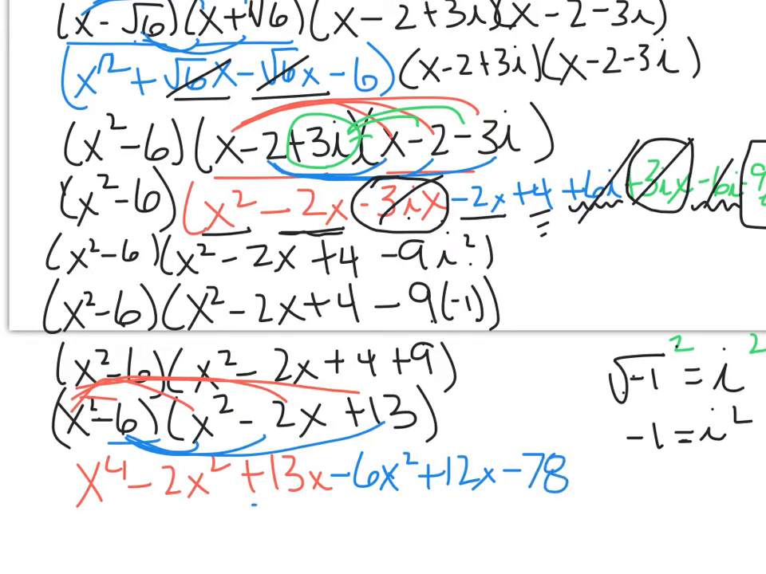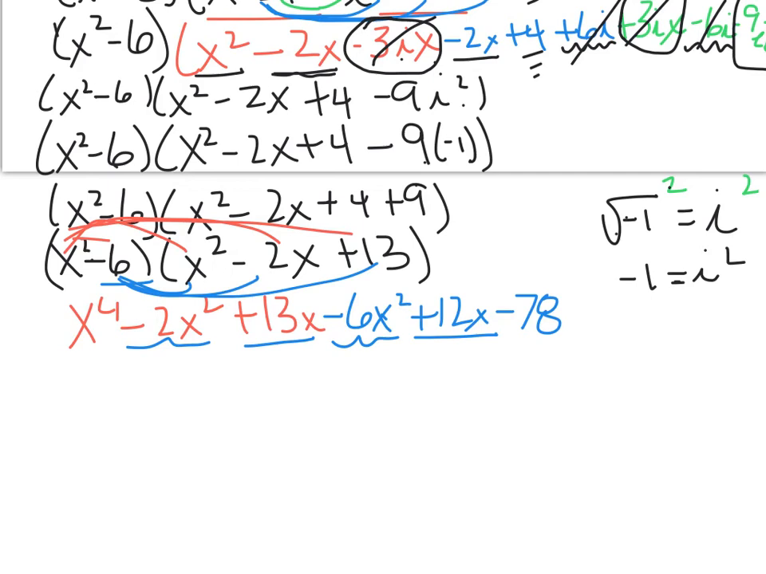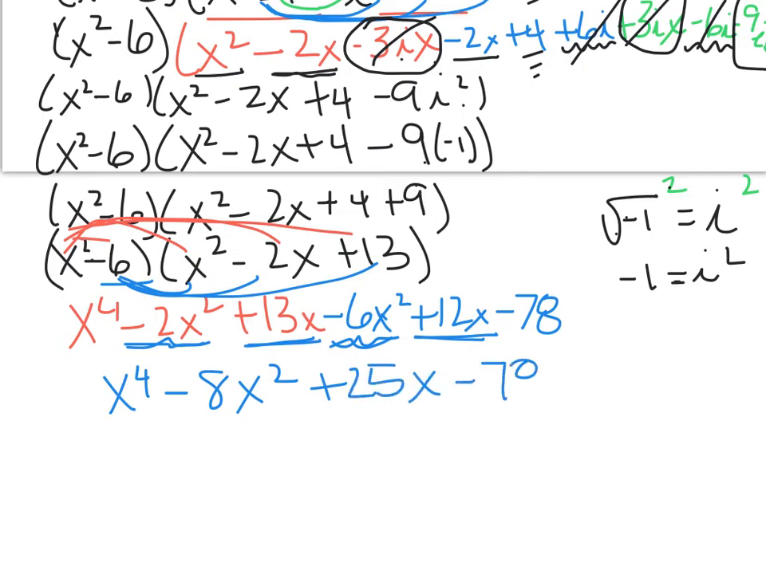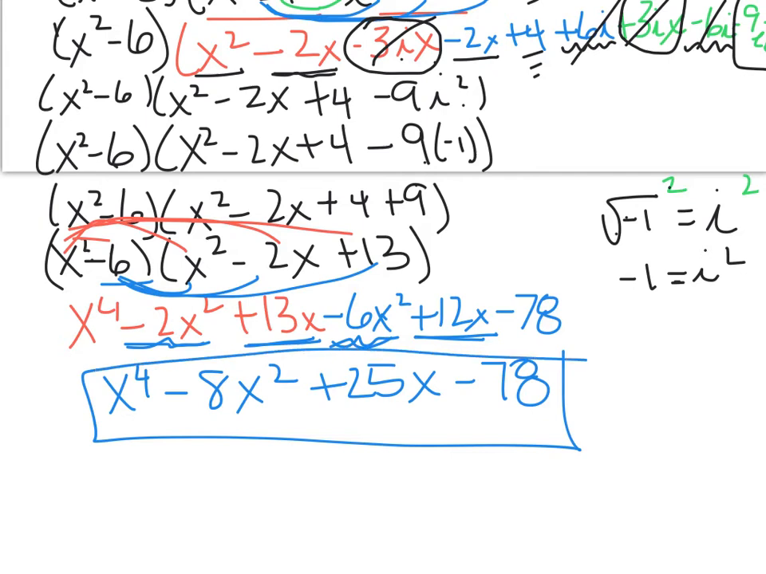So combining like terms, we really only have the x's and the x squared. So we end up with x to the fourth minus 8x squared plus 25x minus 78. And that is my polynomial function with those roots that we started with.